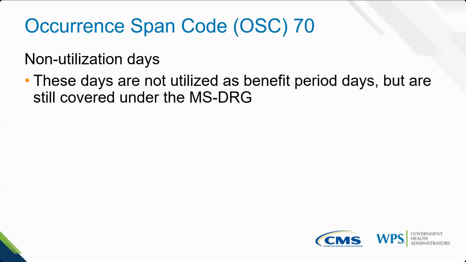Next is occurrence span code 70. Now these are non-utilization days. These are days that you're not utilizing any benefit period, but they're still covered under the MS-DRG. So if you want to think about that, it's outside the use days. There's not going to be a payment made for that. Yes, it's medically necessary, but it's still part of that whole stay. So non-utilization days. And you're going to want to put the span code on there so that we know what the days are. Like, what are the dates? Okay.